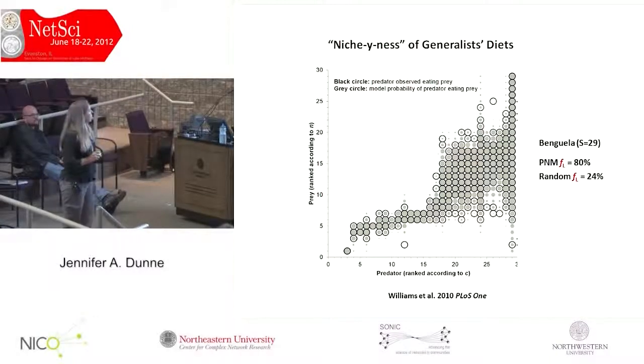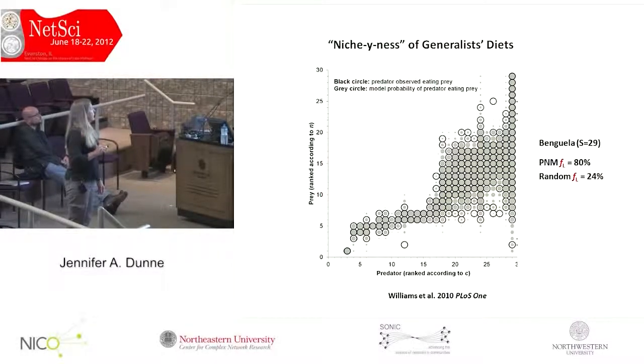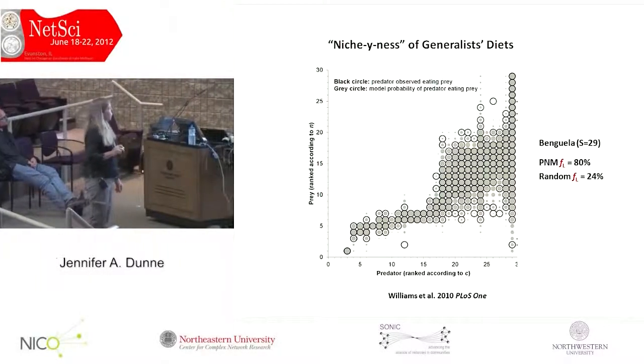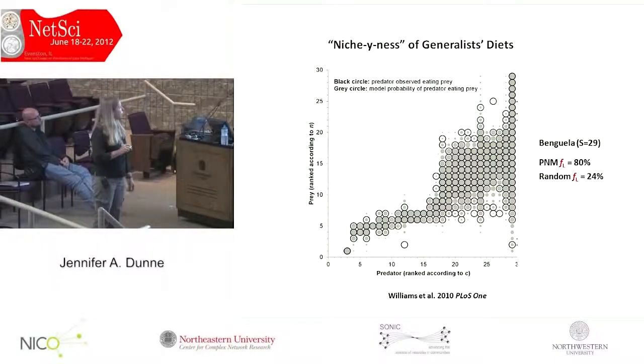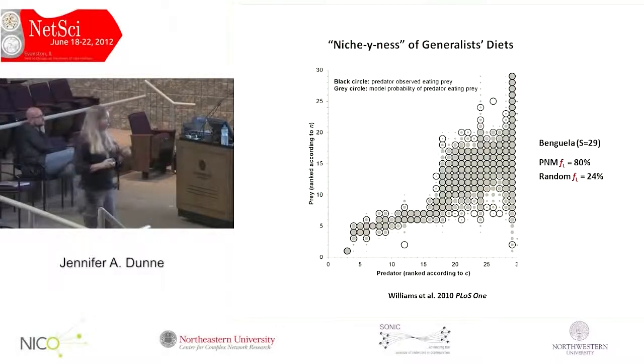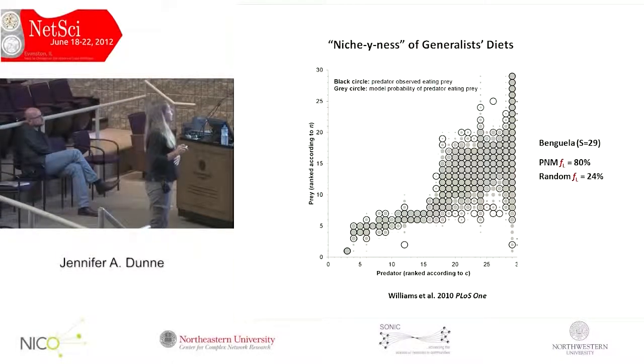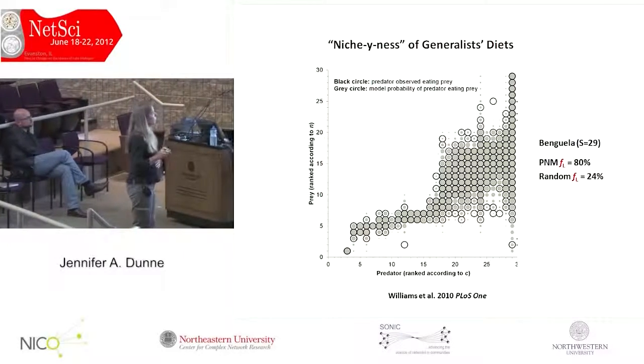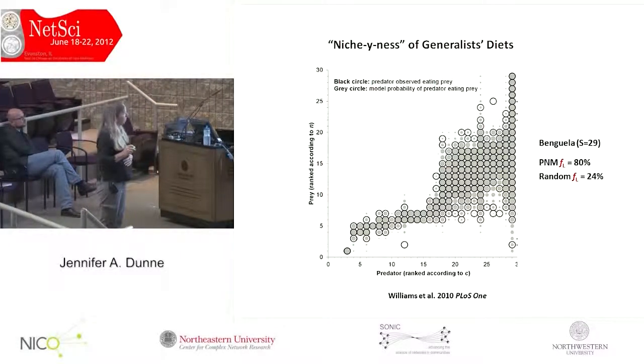And so what this graph shows is basically the prey for the whole set of predators for this food web. This is the Benguela marine food web. So the prey for each predator are ranked according to their niche value, and the predators are ranked according to the location of their feeding niche. The black circles show the empirical links, so the links that are actually observed to occur between predator and prey. The gray circles within them show the probabilistic niche model's prediction of whether that link is going to occur. And you can see there's very good concordance between the observed and the predicted trophic links.